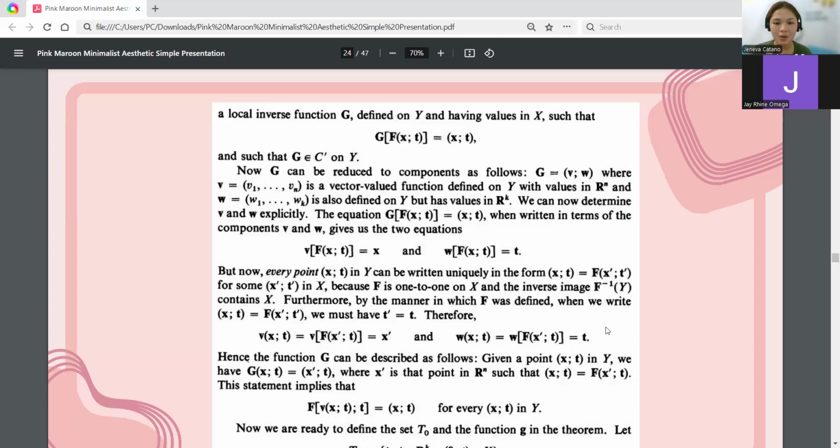Okay, so these are the equations, the v and the w. Okay, so just see it. Just read it.